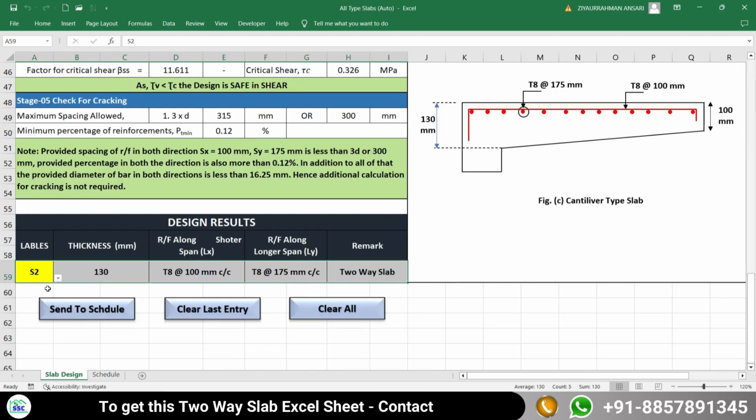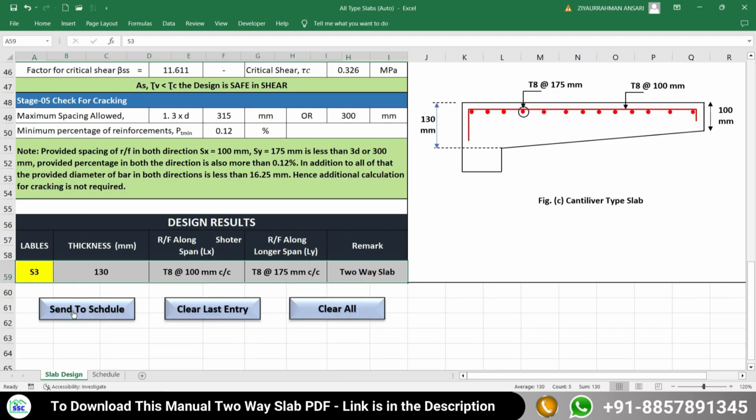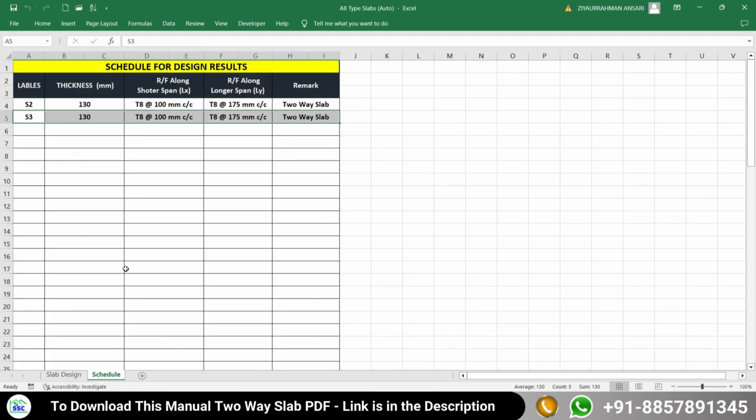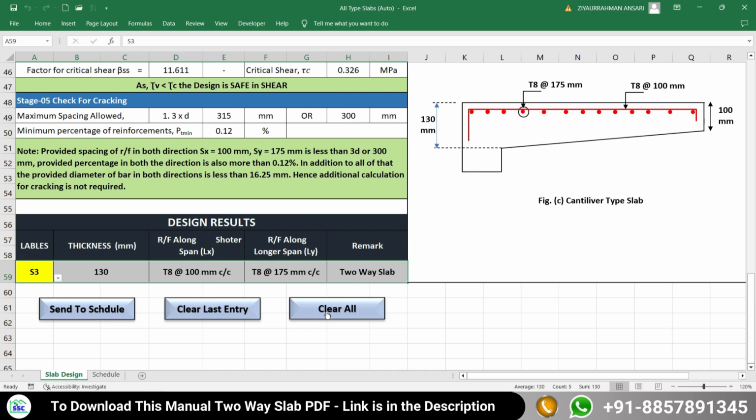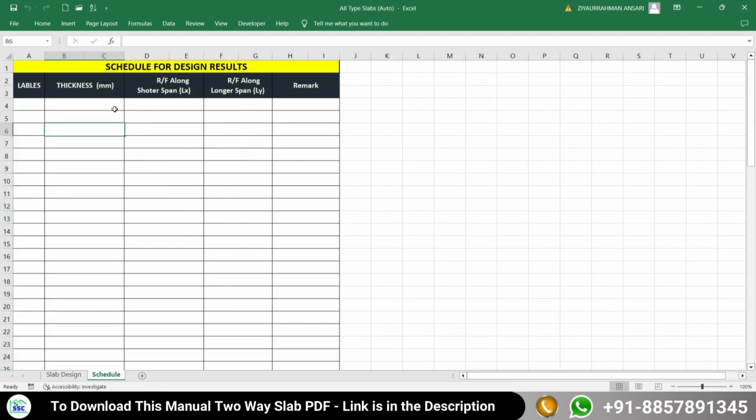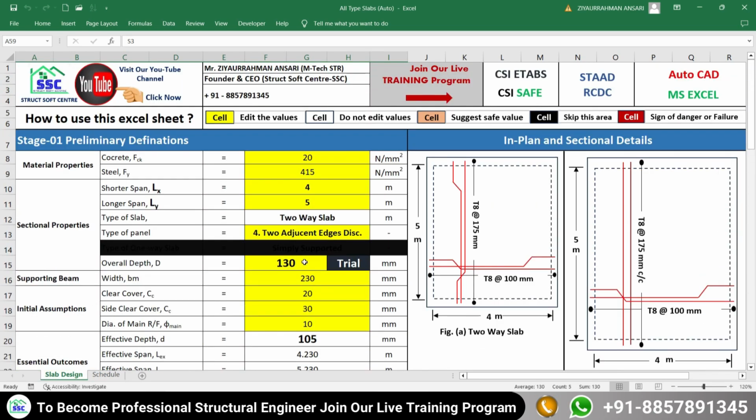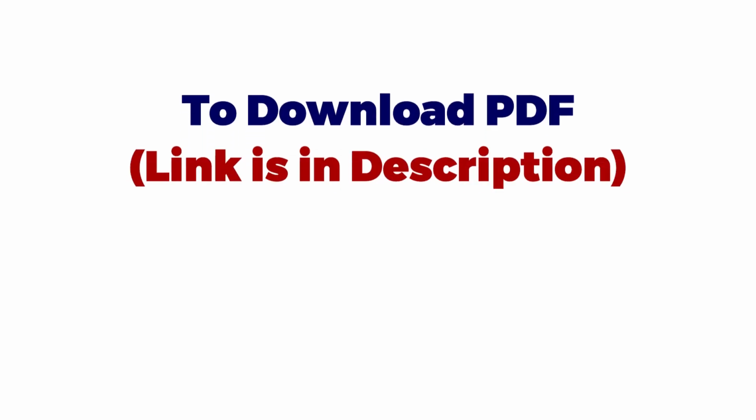Now suppose another type of panel you are going to design as S3. You just have to click on send to schedule. This sheet will automatically update the schedule, S2 then S3, and once you click on clear all, the data from this list is cleared. Hope that you all understood how to design smartly by using this Excel sheet. This Excel sheet is capable of designing one-way slab, two-way slab and cantilever slab. All types of slab you can design by using this Excel sheet.